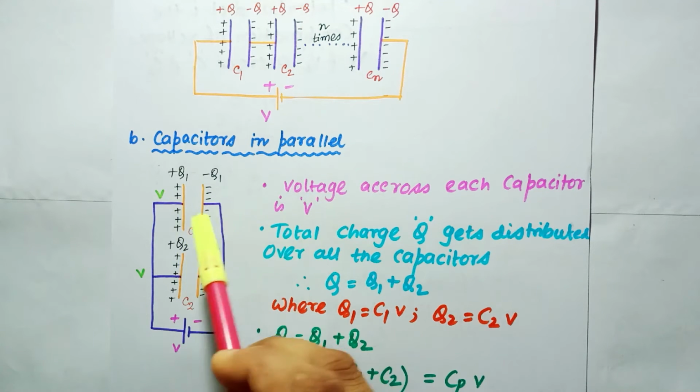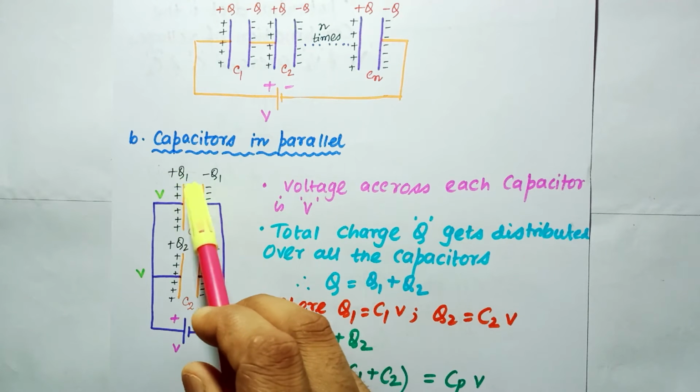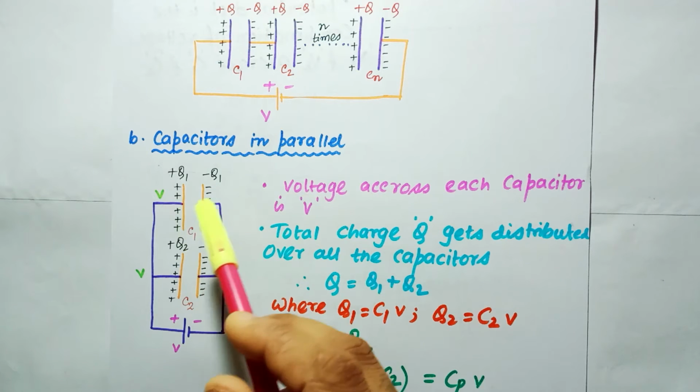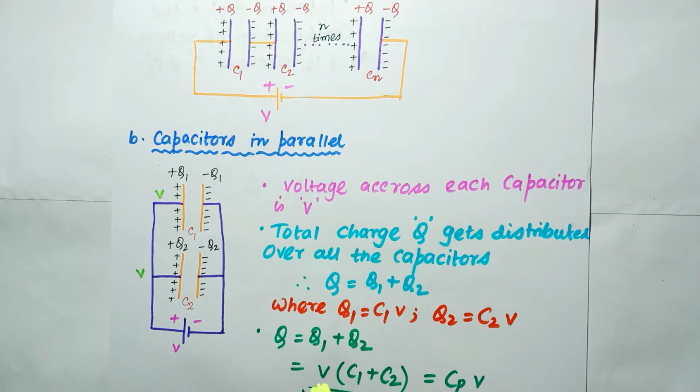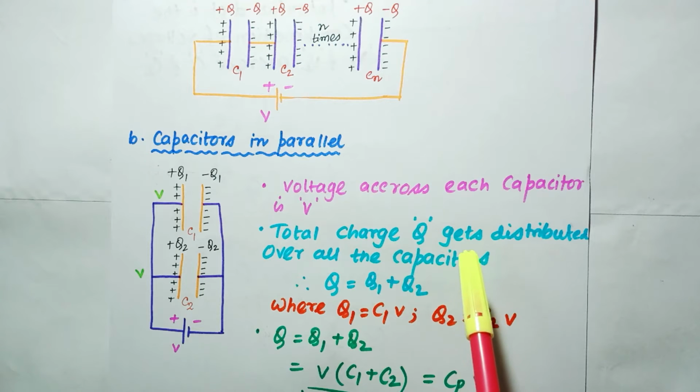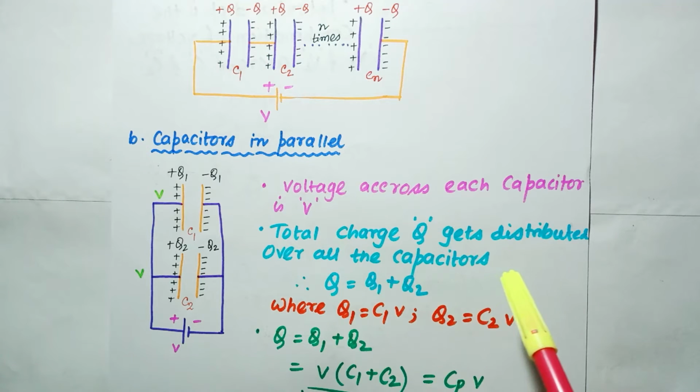So if across the capacitor C1 there is plus Q1 and minus Q1, I assume that for the other capacitor C2 there is plus Q2 and minus Q2 charge. So here the voltage is the same but the charge is different for each capacitor. So the voltage across each capacitor is capital V, and the total charge capital Q gets distributed over all the capacitors. So capital Q is equal to Q1 plus Q2, where Q1 is equal to C1 times V, because the V is the same across each capacitor.